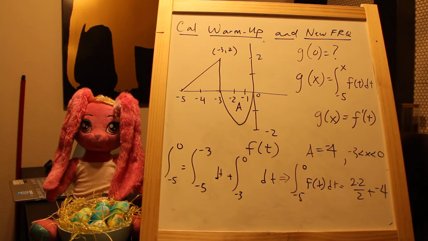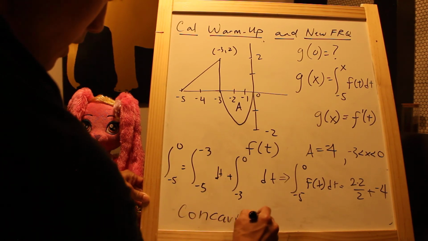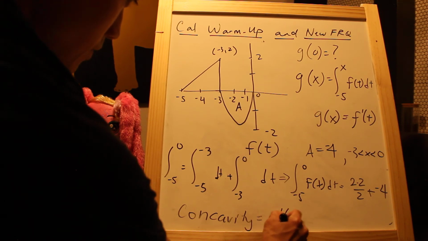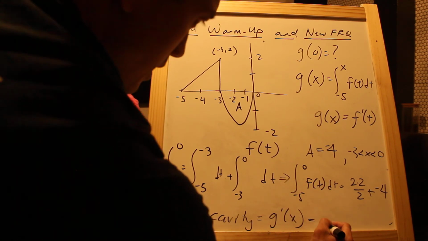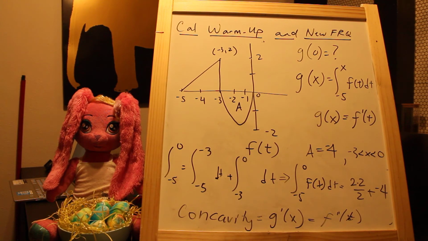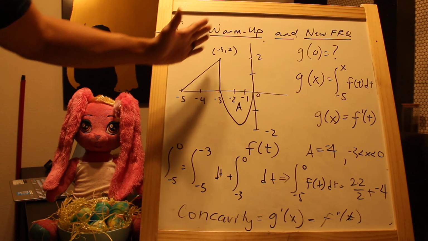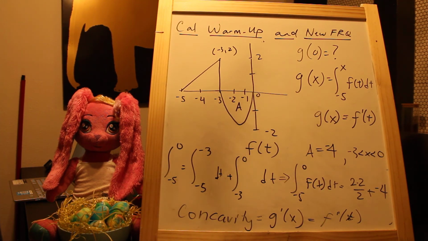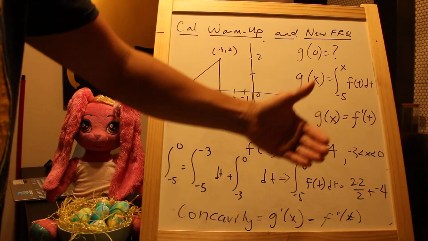The one thing that you'll be asked about is concavity. Remember that concavity is really the derivative of, in this case, g prime of x, or f double prime of t. So when I talk about where it is concave up or down, they're really looking at this graph here and seeing, if it's concave up, where is it going up, from what interval to what interval? And if it's concave down, where is it going down, from what interval to what interval?